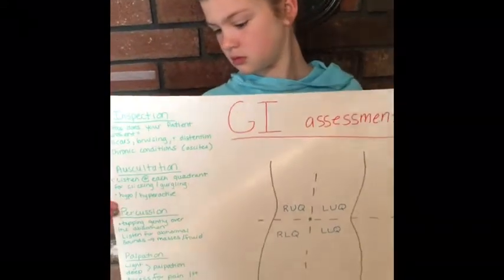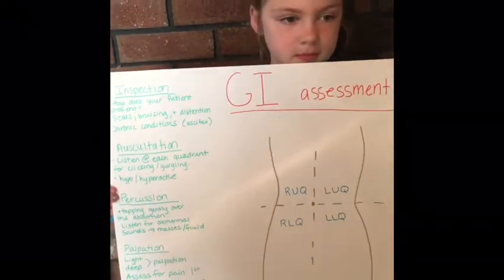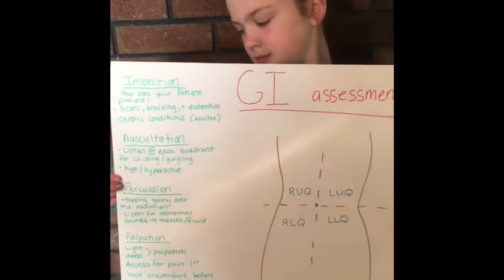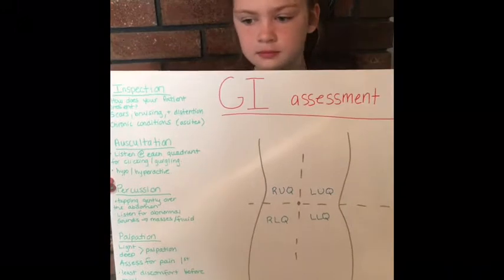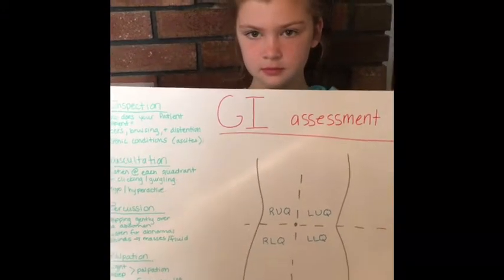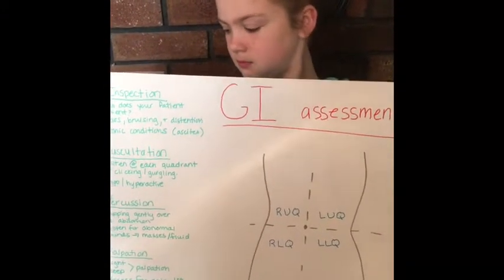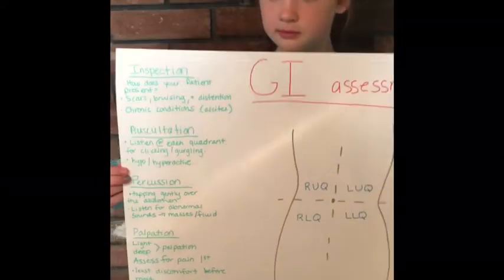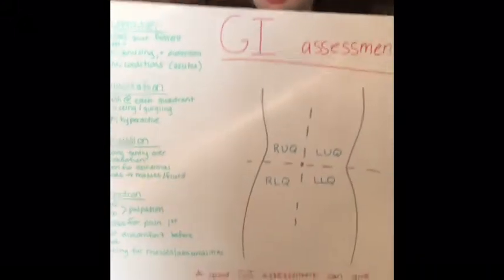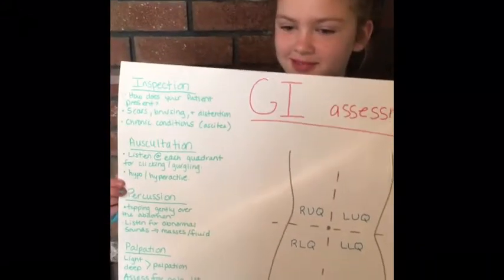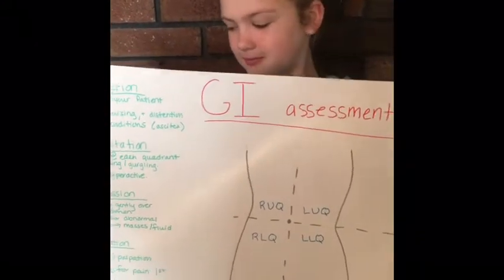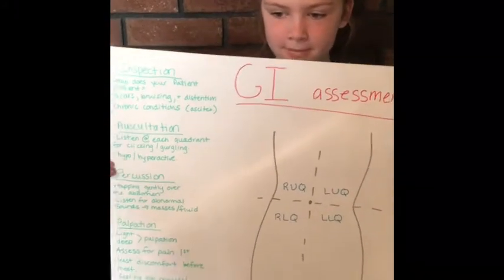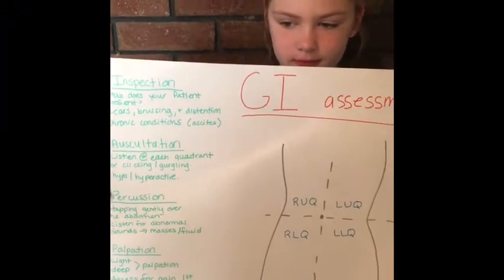How do they present? Are they guarding? Are they uncomfortable? Do they have a chronic condition like ascites with liver damage? Is their belly big and round? Is it hard looking? Auscultation: you're going to want to listen at each quadrant. You're listening for clicking and gurgling over each quadrant to tell you if they have movement going on in there and if the food is going through.